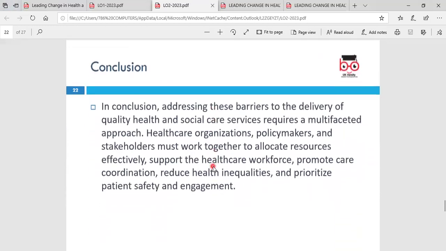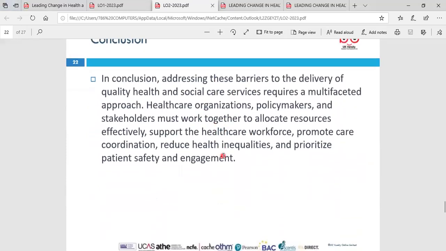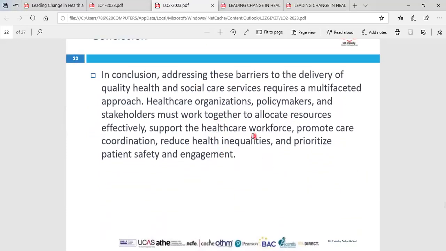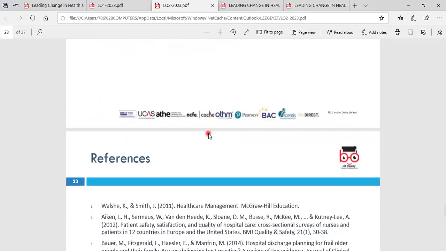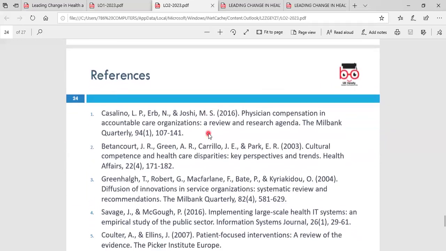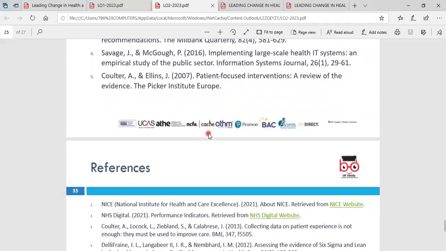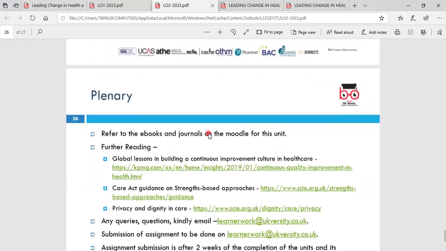So addressing these barriers, when you're talking about quality health and social care services, requires a multifaceted approach. You're working with policymakers and different stakeholders, and your main objective is to improve the quality of the system. These are the references if you would want to look at them. And that's about it from this PowerPoint.